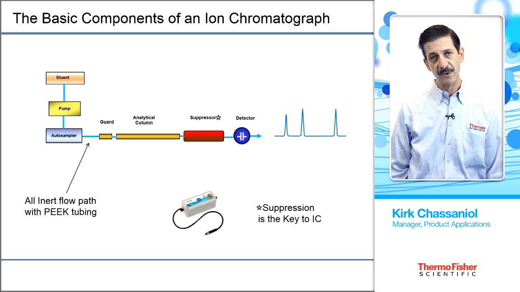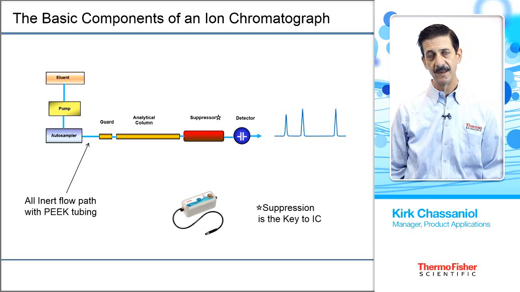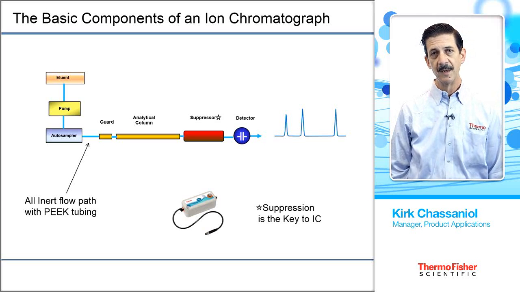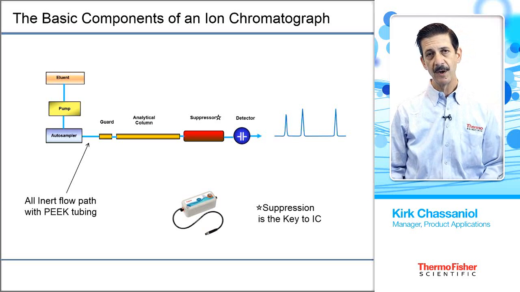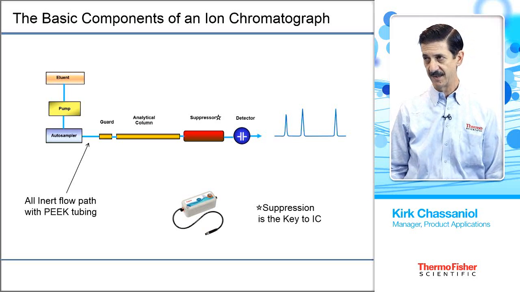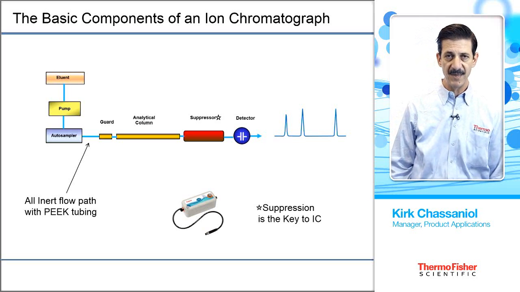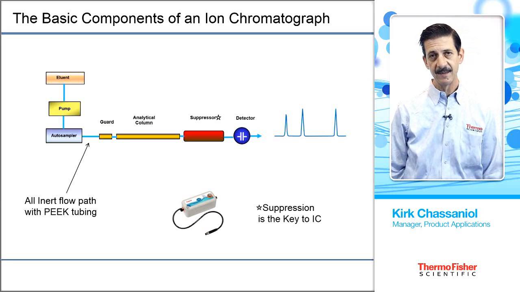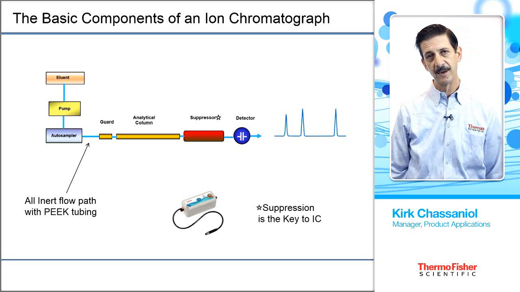Another key component of an ion chromatograph is the materials of construction. All of the wetted parts, the flow path of our eluent, as well as our samples and detector, are all constructed of PEEK. It's a polyether ether ketone, an inert material that's resistant to strong acids and bases.